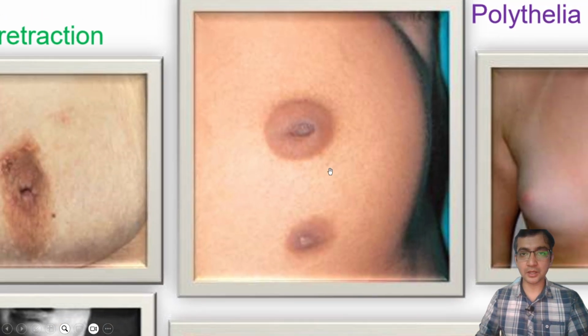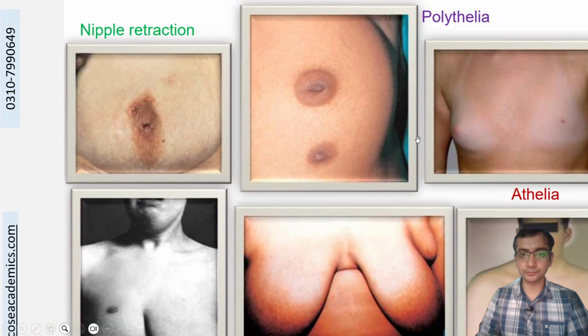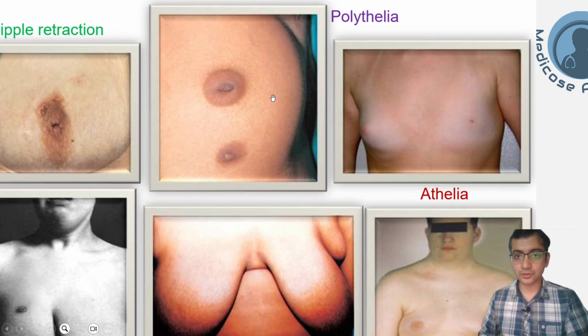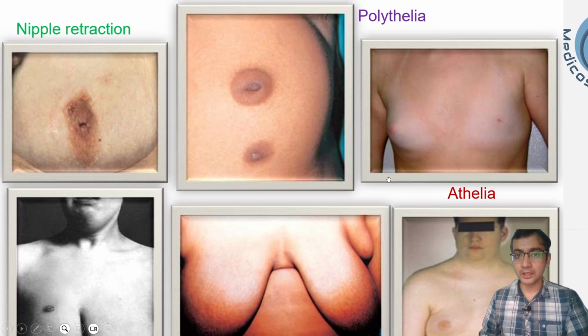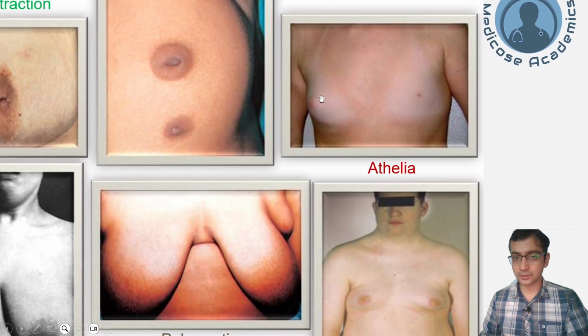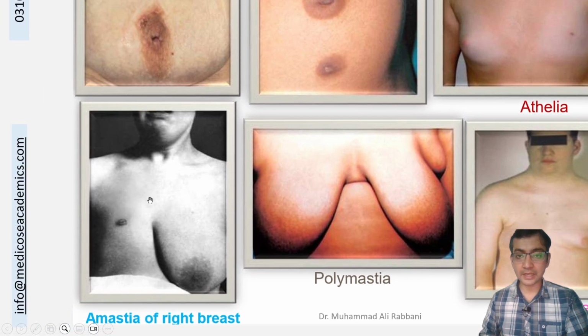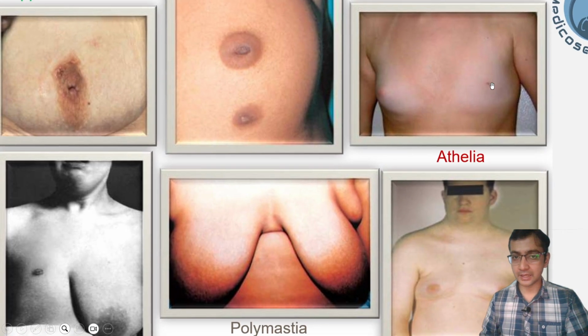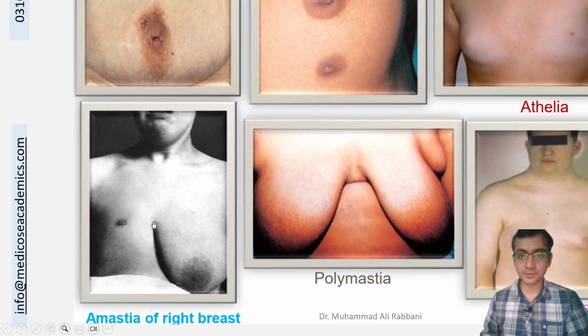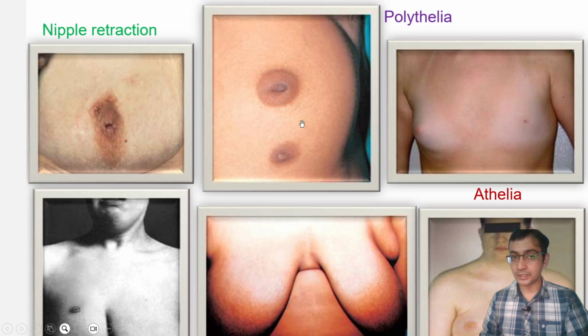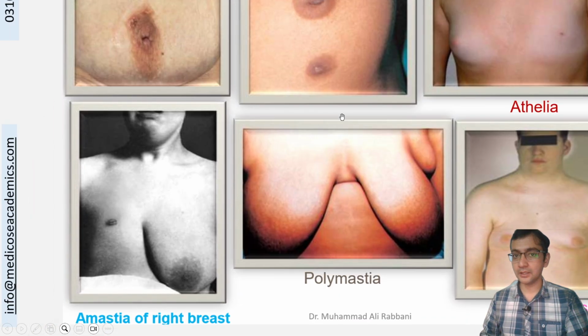Then there is a possibility that there will be more than one nipple. To be more specific, this is called polythelia. Athelia is the absence of the nipple. Then here is amastia: breast tissue is absent, that is amastia, as you can see from here to here, this part is not well developed. Nipple is duplicated, polythelia. Breast tissue is duplicated, that is polymastia.